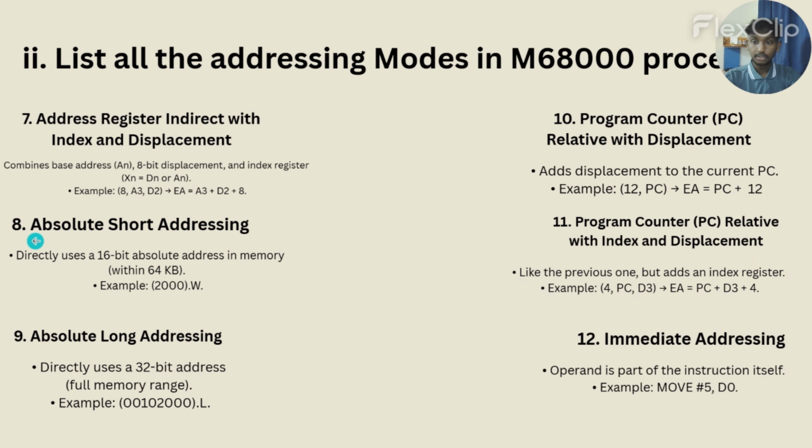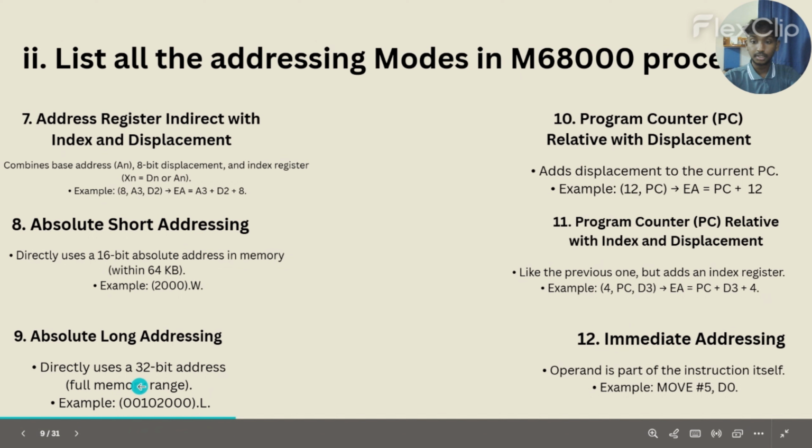The eighth one is absolute short addressing. It directly uses a 16-bit absolute address in memory, but it is within 64 KB. For example, we have $2000.W. The ninth one is absolute long addressing. It directly uses a 32-bit address, the full memory range. For example, we have this .L long word.